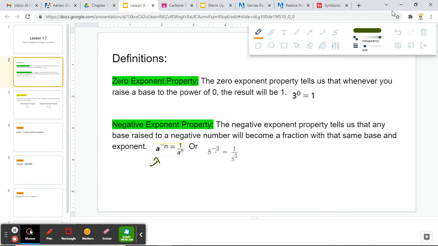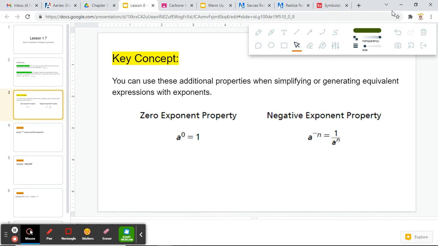And we could say that with anything, right? Let's say I want to take 25 to the negative 2. Then we could make this into 1 over 25 to the second. So whenever you see a negative exponent, what you have to do is turn it into a fraction where your base and its exponent become the new denominator, except now your exponent will be positive.